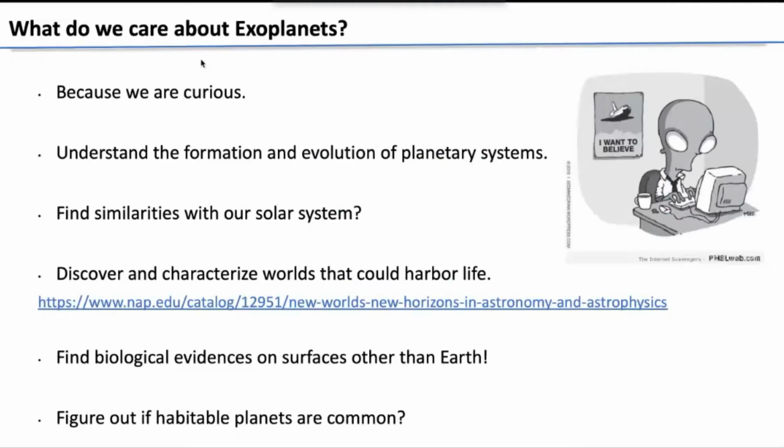Well, how do I say it? It's because we are human beings, and we are curious, and that's why we want to find planets outside of our solar system. And you want to understand the formation of how planetary systems form and evolve around a star.